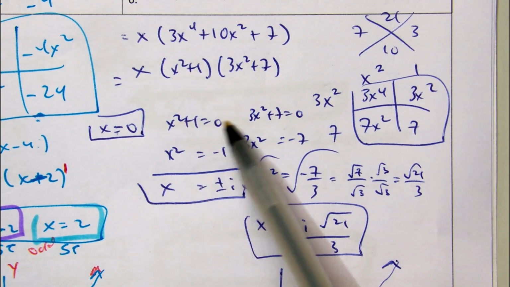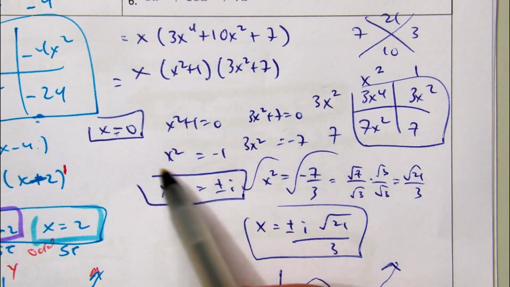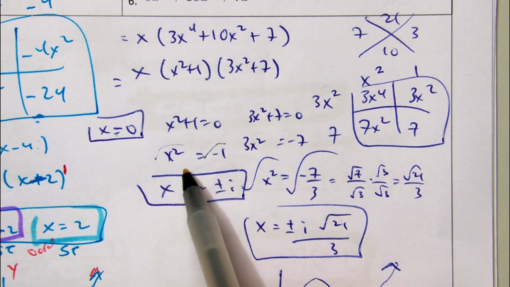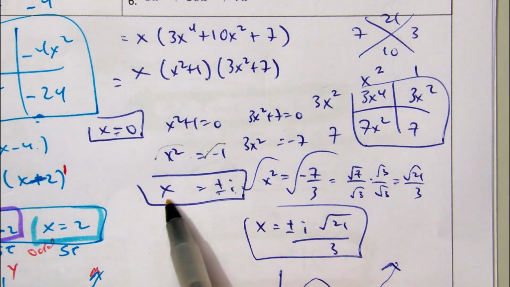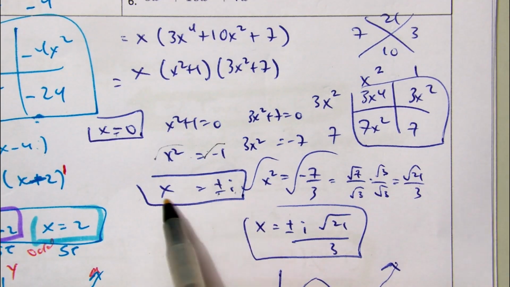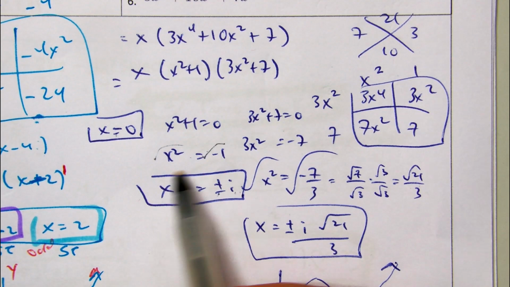Set it equal to 0, subtract 1, take the square root. Remember, when you take the square root, you have a plus or minus. That's one thing. The second thing is the square root of negative 1 turns into i. So x equals plus or minus i. You have two complex solutions here.